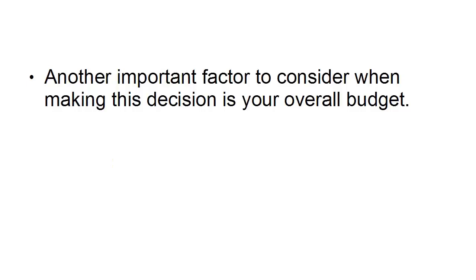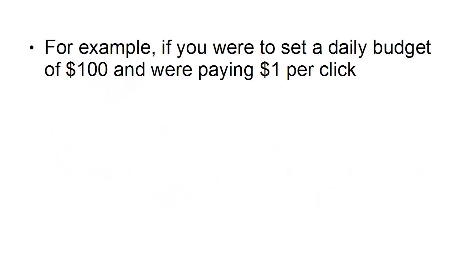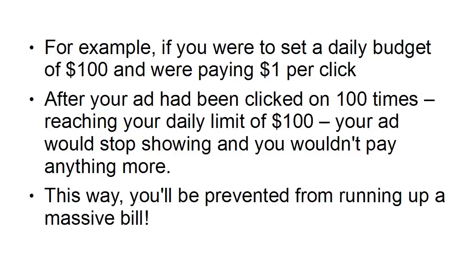Another important factor to consider when making this decision is your overall budget. You can set a maximum budget with most forms of PPC, including Facebook advertising. And this allows you to set a cutoff point and a cap on how much you're going to spend. So, for example, if you were to set a daily budget of $100 and you were paying $1 per click, after your ad had been clicked on 100 times, reaching your daily limit of $100, your ad would stop showing and you wouldn't pay anything more. This way, you'll be prevented from running up a massive bill.